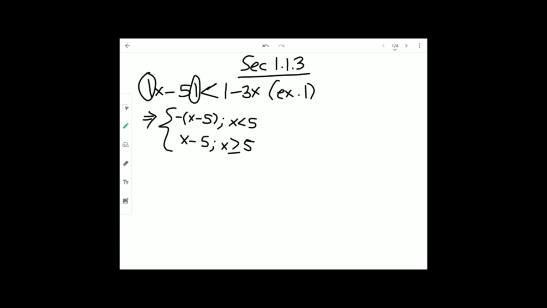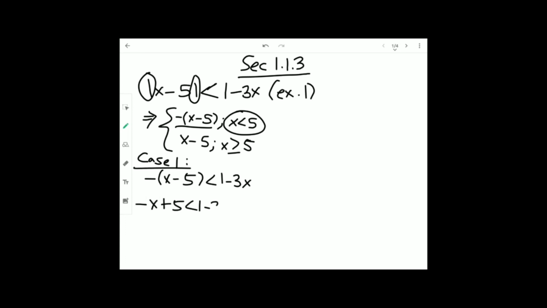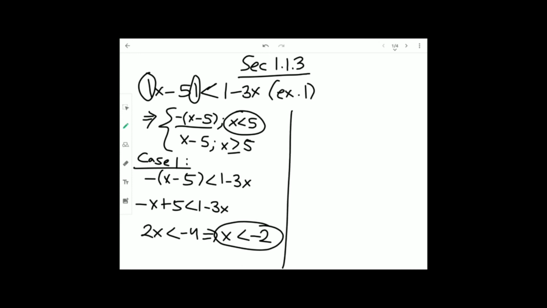Now in the first one, the requirement we have is x has to be less than 5. So substituting this in our equation, we get minus x minus 5 is less than 1 minus 3x. Let's call this case 1. Now it becomes minus x plus 5 less than 1 minus 3x. Take minus 3x here, you get 2x less than minus 4. You get x less than minus 2. Alright? And now since x less than minus 2 satisfies the condition of x less than 5, we're totally fine.